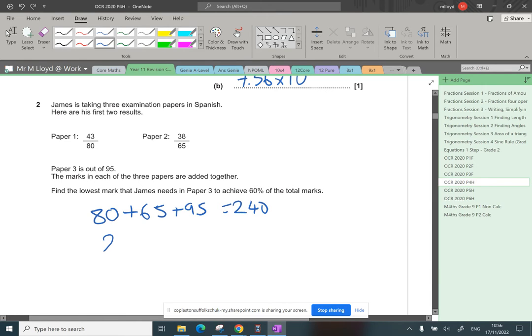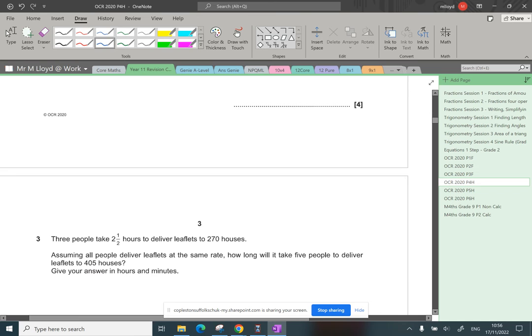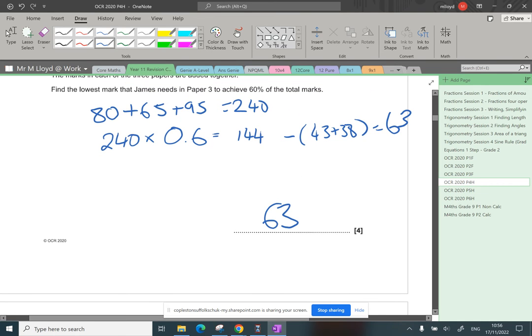We don't want to make any mistakes. Keep using that calculator. 240 times by 0.6 is going to be our pass mark, 144. And then we need to subtract what he's already got. So that's the 43 and the 38. Take away 43 and 38. That leaves us with 63. So out of 95, he needs to get 63 marks. There we go.